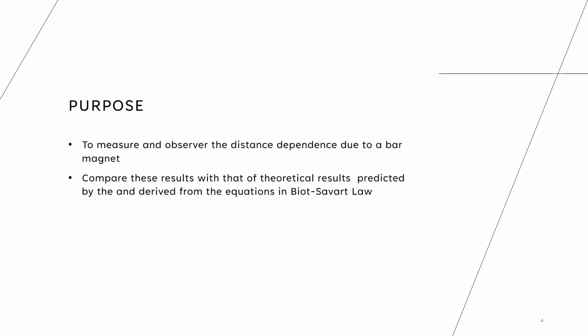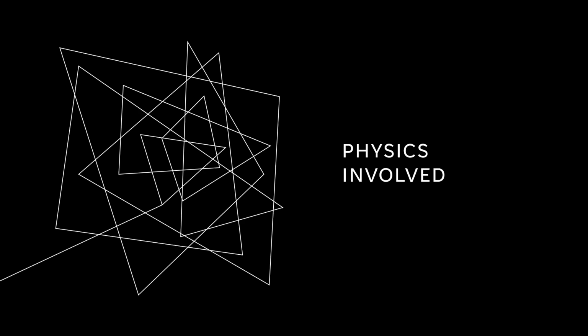Introduction. Purpose. The purpose of this lab is to measure and observe the distance dependence due to a bar magnet, and compare these results with the theoretical results predicted by and derived from the equations in the Biot-Savart law. Results preview: n equaled -3.333 and mu equaled 1.5.